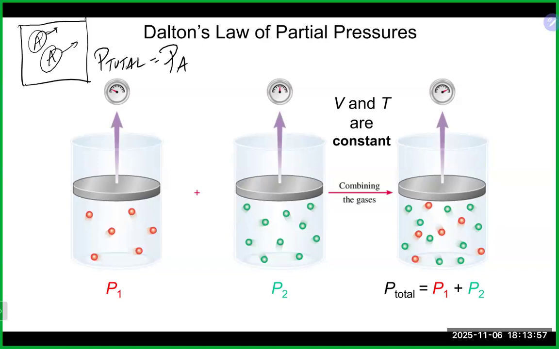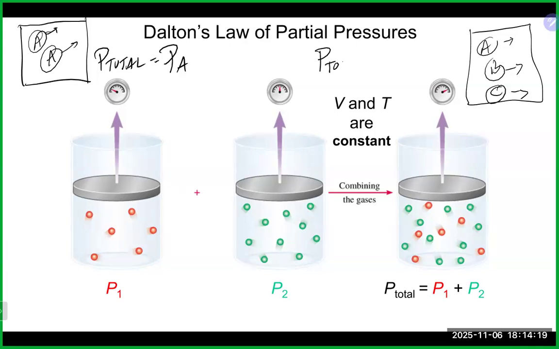Now, if we did have a mixture of gases in there, maybe A, maybe B, maybe C. I know my alphabet, that's good. In this case, each of those gases that are flying around is going to contribute to the total pressure of that mixture of gases. So our total pressure would be the pressure of gas A plus the pressure of gas B plus the pressure of gas C.